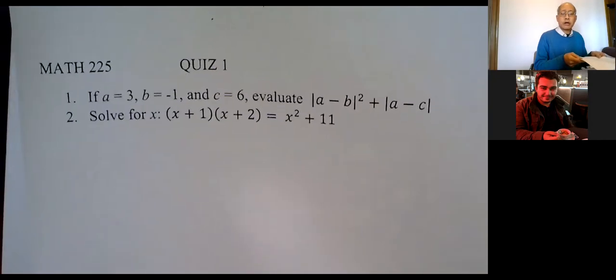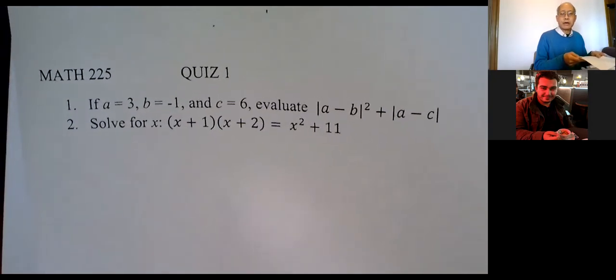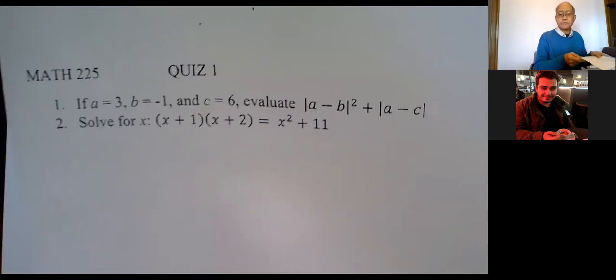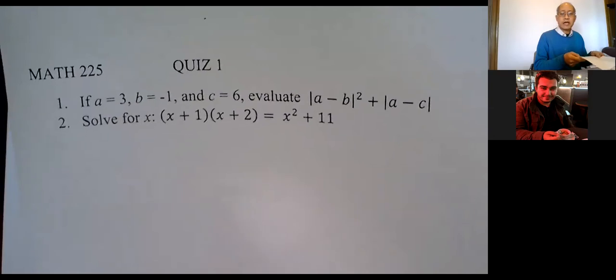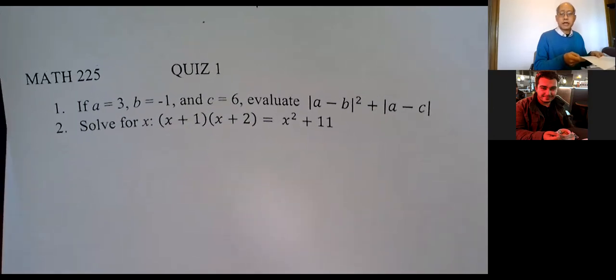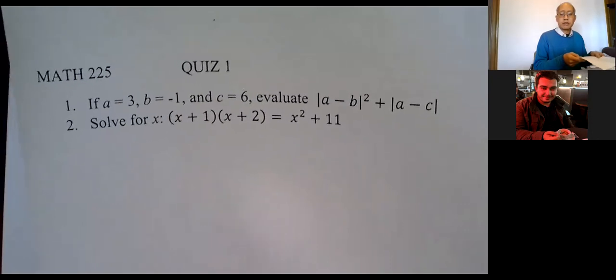And by the way, show all your work. Don't just give me the answer is 27. Show me how you got 27. By the way, the answer isn't 27, at least I don't think it is. Number 2, solve for x. Do the algebra. x plus 1 times x plus 2 equals x squared plus 11. Again, x plus 1 times x plus 2 equals x squared plus 11.